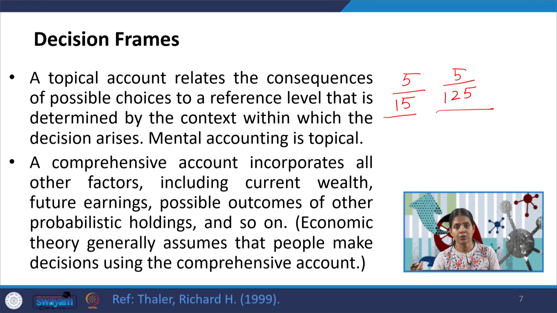I would be taking into consideration several other factors, that is, what is my current wealth situation, can I let go of $5, or what are my future earnings possibilities. If I am expecting higher income in future or some windfall, some gain, some bonus, then I may let go of $5, otherwise I would not. So, various other things that may impact the decision are all taken into consideration in the comprehensive account before coming to a decision whether to drive for 20 minutes to save $5 or not.